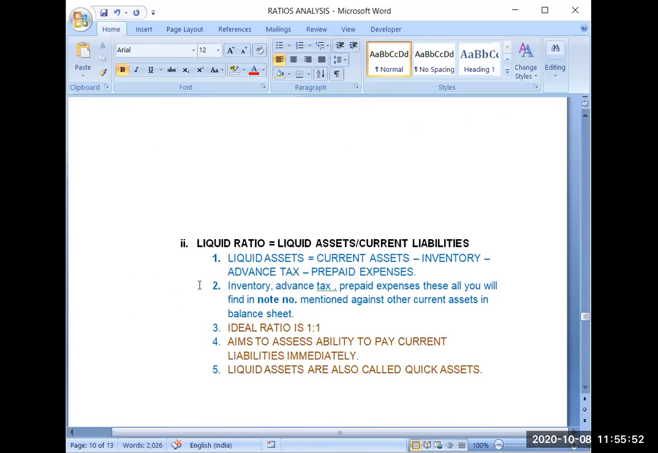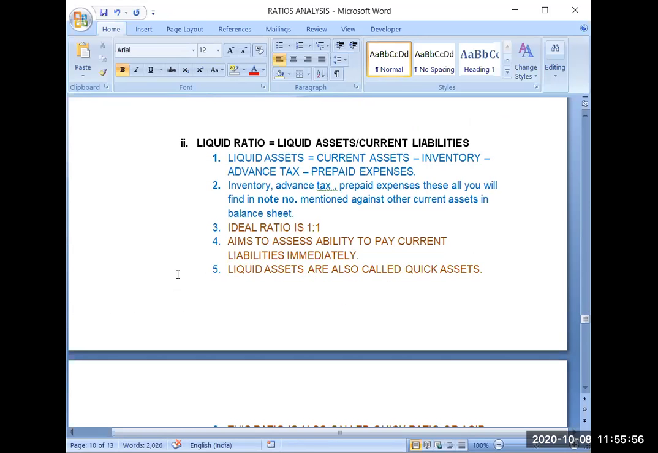Now coming to the next part of the ratio. The first one you have learned is current ratio. Now the next ratio is liquid ratio. It is also a part of liquidity ratio, and it helps to assess the short-term financial position of the business in a better way. If somehow the firm is desiring to pay the current liabilities immediately, then what is the position of the firm?